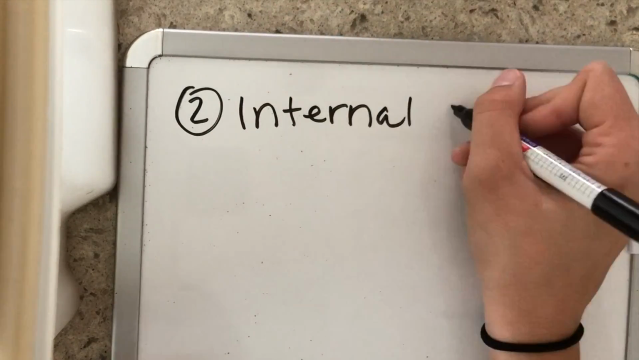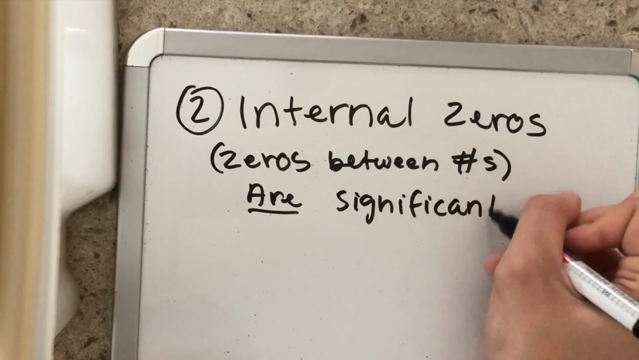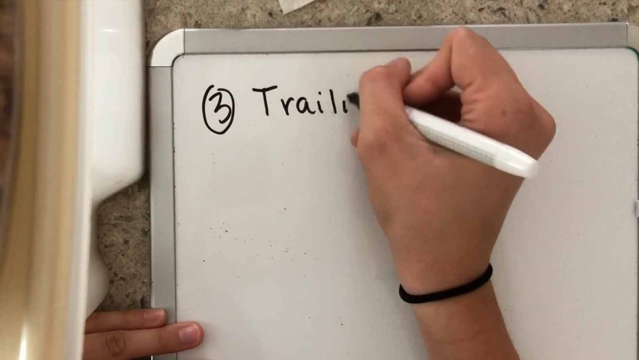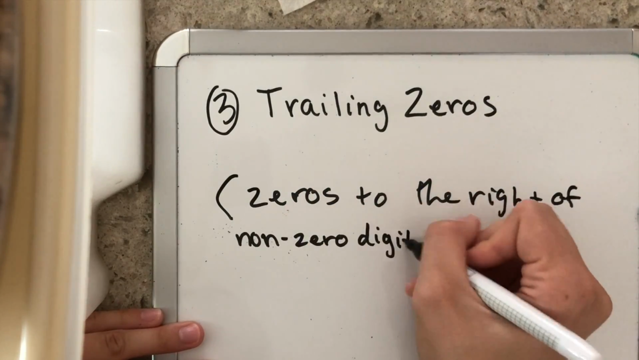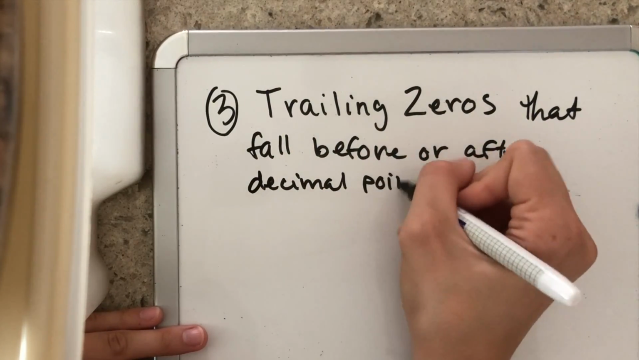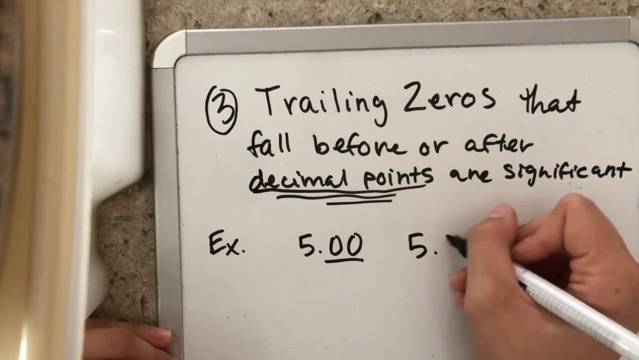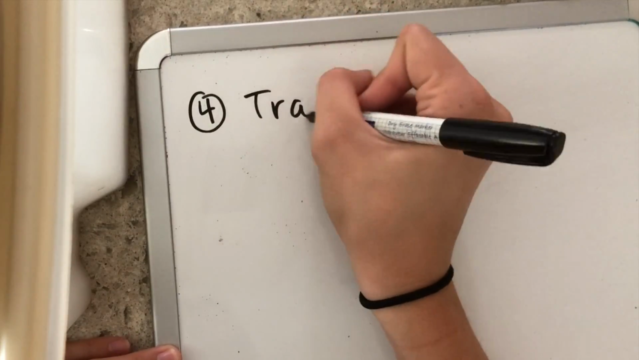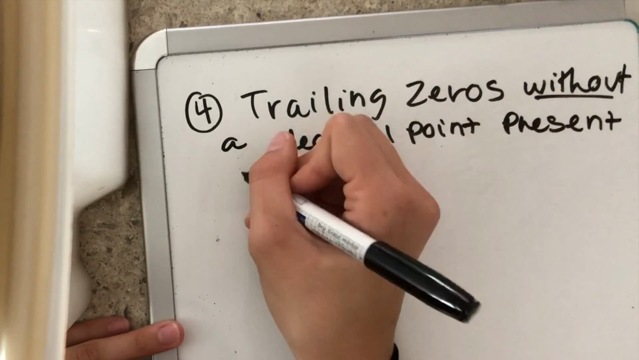The second rule is internal zeros, or zeros between numbers, are significant. The third rule is trailing zeros, or zeros to the right of non-zero numbers that follow before or after a decimal point, are significant. However, trailing zeros without a decimal point present are not significant.